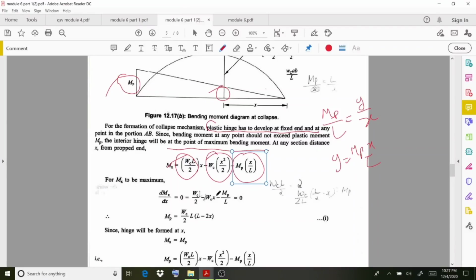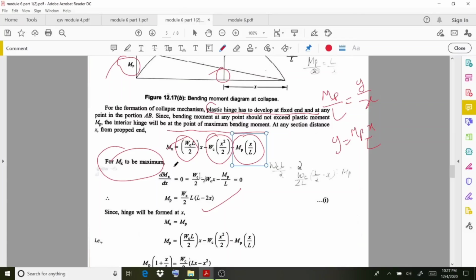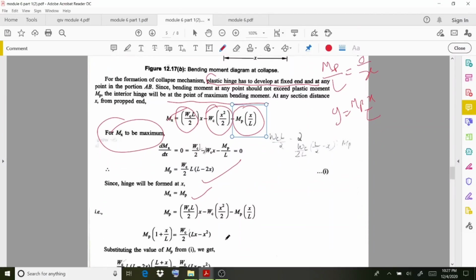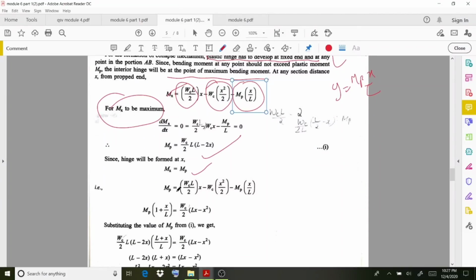Then to find the maximum bending moment, we need to take the derivative and equate it to 0. If you equate it, you finally get the value of MP as this one. Then the hinge will be formed at the distance x that we are assuming. That means the hinge point is at the point Mx. So you can equate Mx equal to MP, and if you equate those equations and substitute this MP value here, the equation will become in this way.